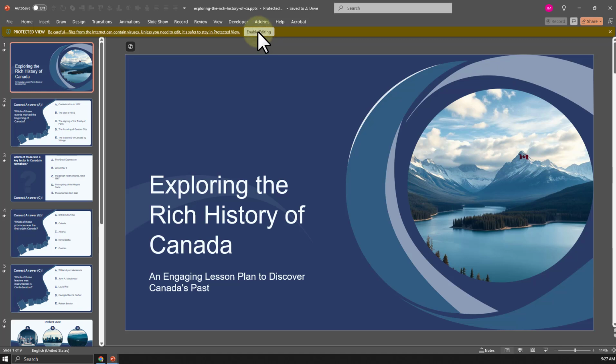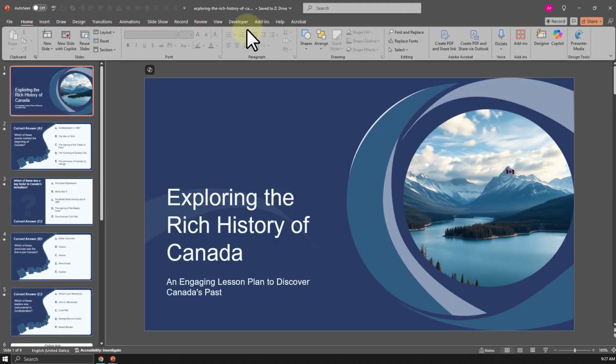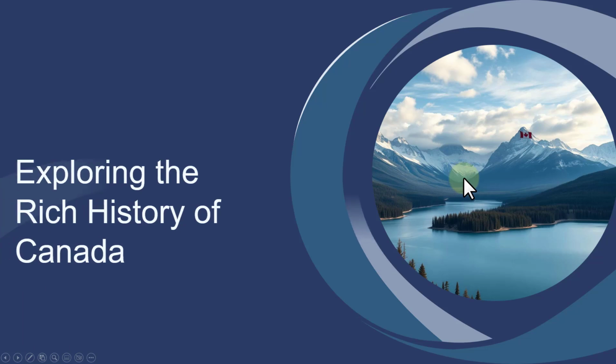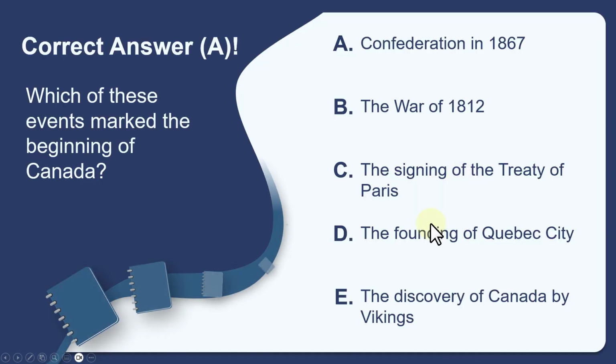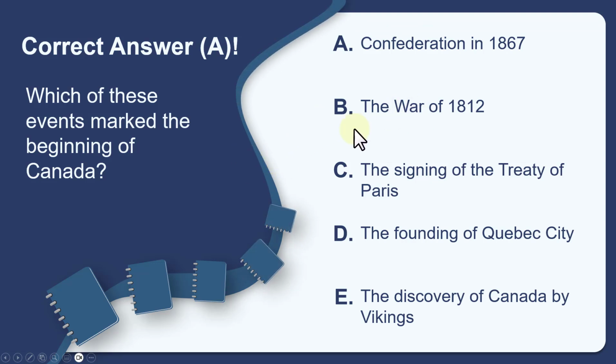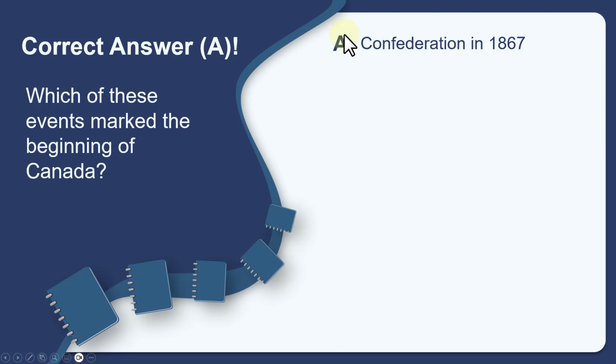Okay, I'm going to enable editing in PowerPoint, and you can see all those slides come in and they're ready to go. And I got my title slide here, and I can just click through, and there's some subtle animation. When I click, your audience is going to read the question, which of these events marked the beginning of Canada? And then when you click the slide, all the wrong answers go away and you're left with the correct answer.